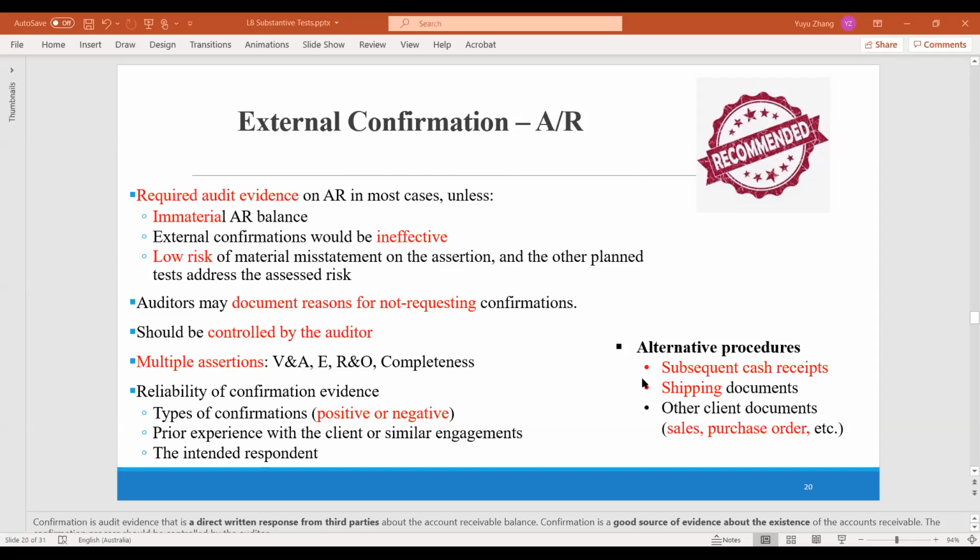So in that case, you can go to the transaction documents of invoicing and shipping. So go to the shipping documents and other supporting documents to verify the existence of the sales. On the other part, to close the loop, you should also look at the subsequent cash receipts.